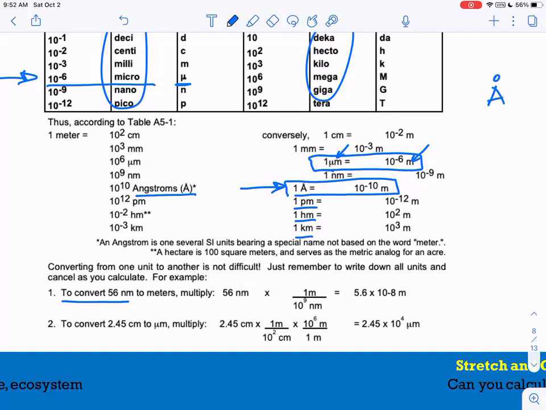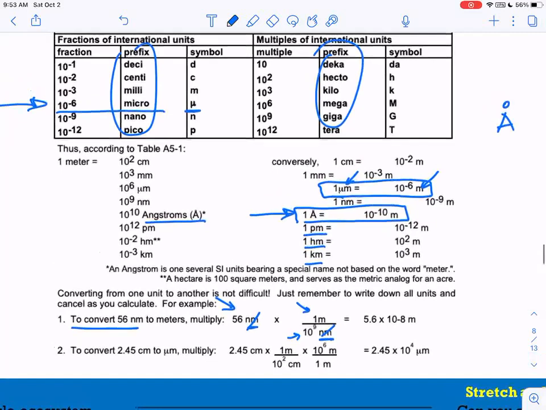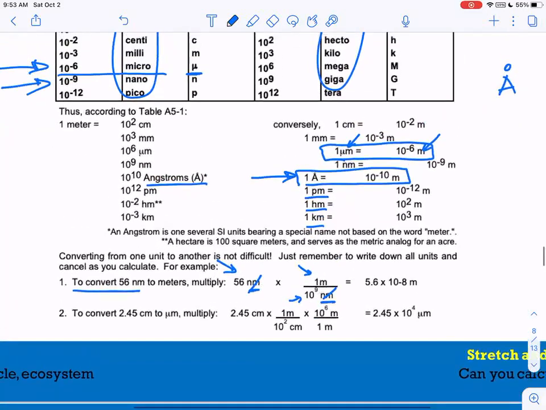It would be 56 nanometers. And then I put the same unit that I want to cancel out at the bottom of the fraction. So I can cancel nanometers and nanometers, and I put the ratio. So I say, how many nanometers equal 1 meter? If you look at nanometers, it is 10 to the negative 9. So that means I have to put 1 meter equals 10 to the 9 nanometers. Why is it not negative? Because I'm saying 1 meter equals 10 to the 9 nanometers.